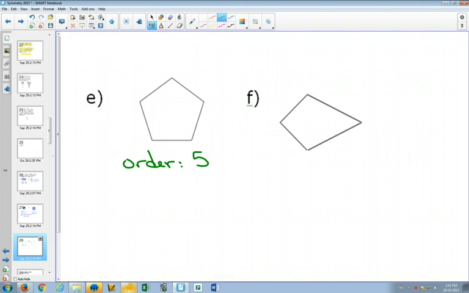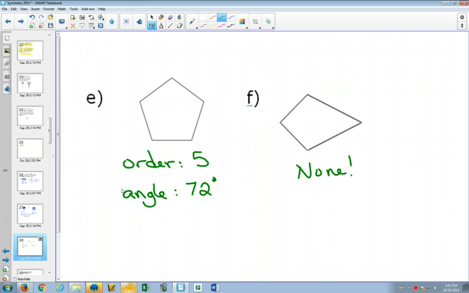Did you get an order of 5? Yes. Awesome. Did you get an angle? It is 72. And this one has none. 72 as well. That one you can't rotate to match up.